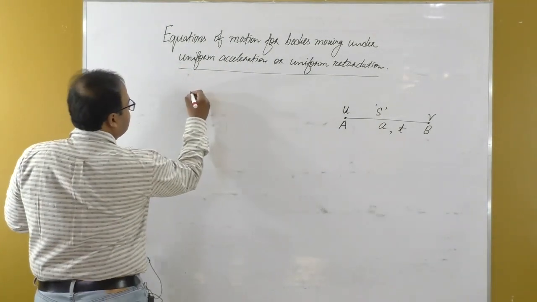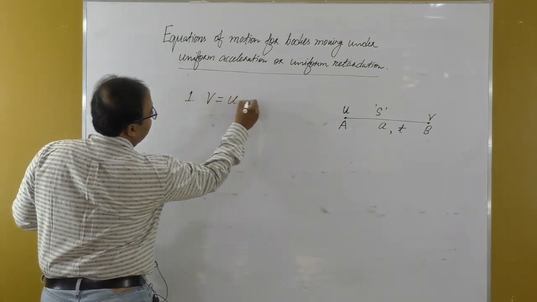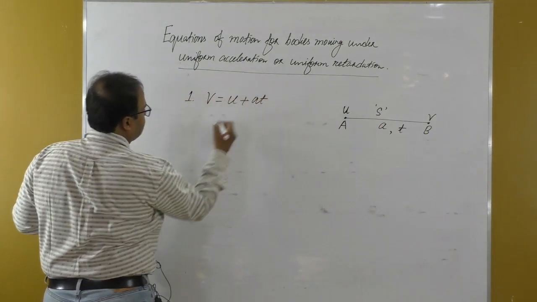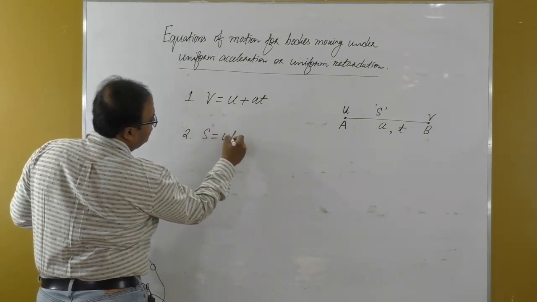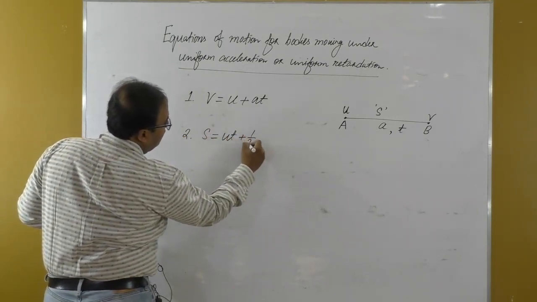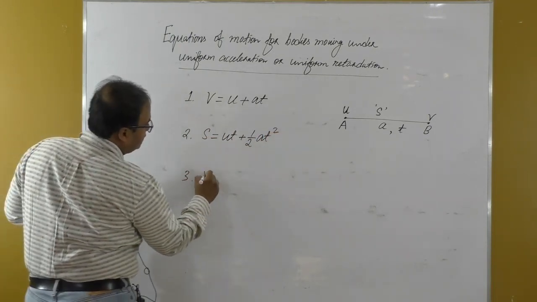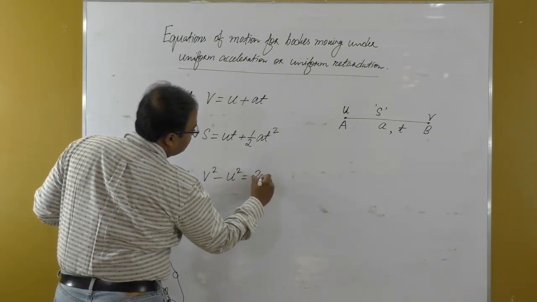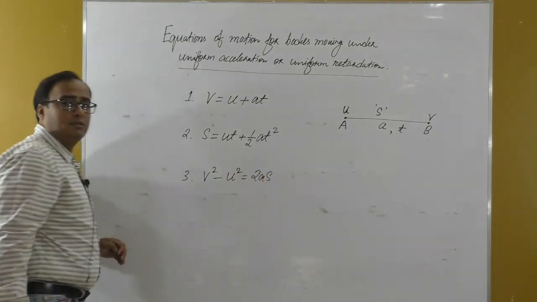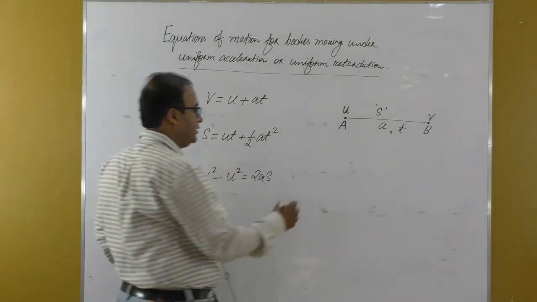And the three equations of motion are: first one, v equals u plus at. Second one, s equals ut plus half at square. And the third one, v square minus u square equals 2as. And you should write down the meaning of the symbols given here.